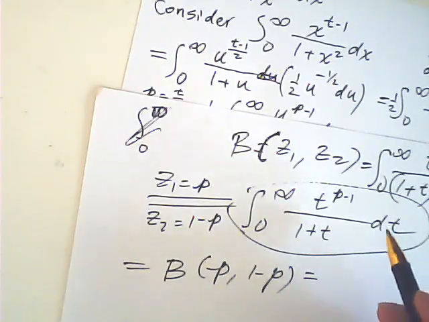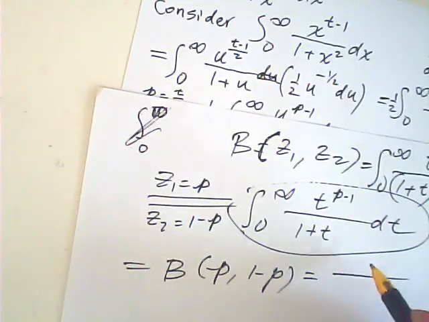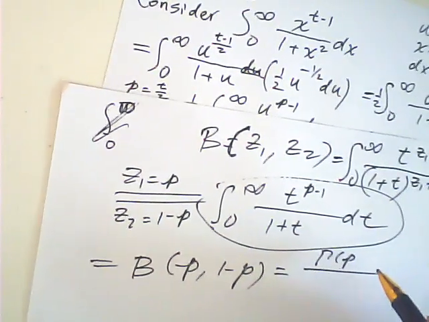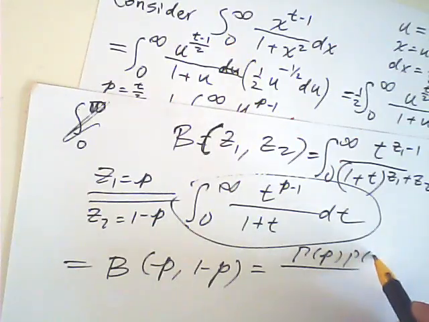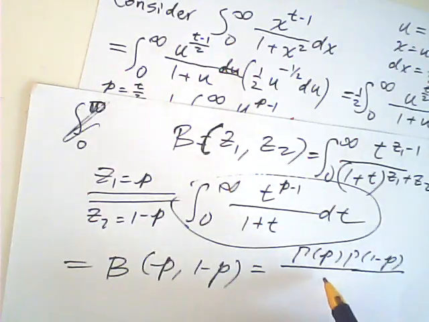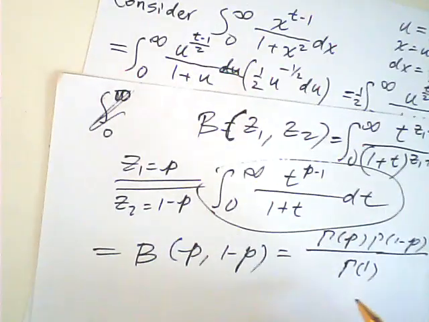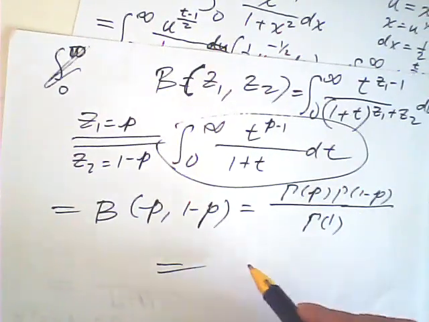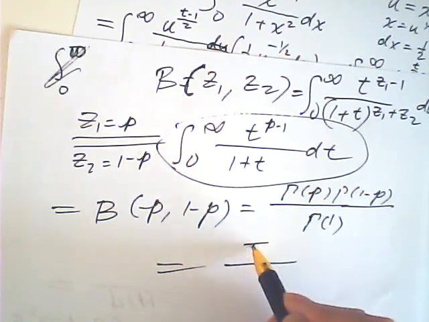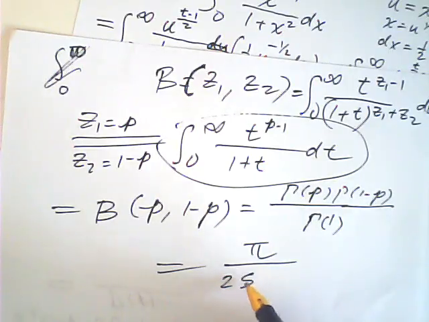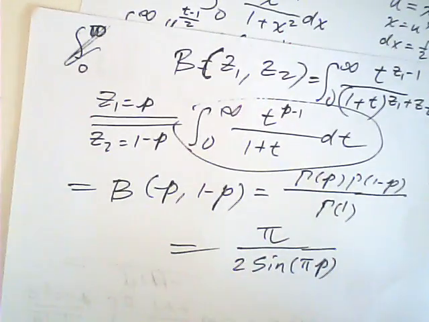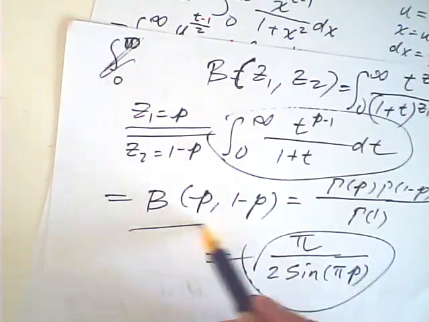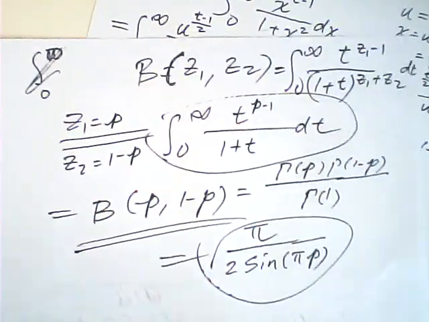By the reflection formula, this is equal to gamma p times gamma 1 minus p, since this plus this is equal to 1. So this one is equal to pi over sine pi p. Yeah, that is my beta function.